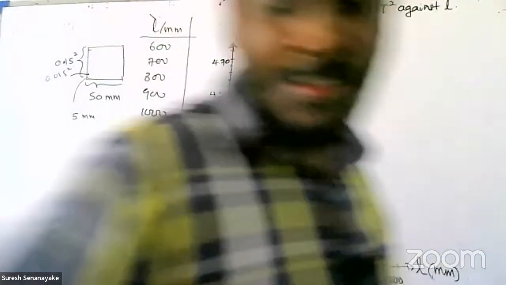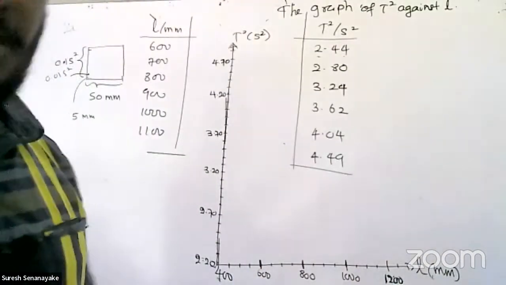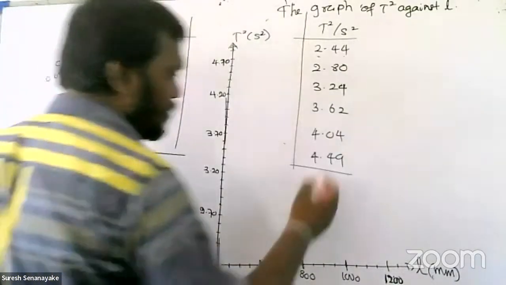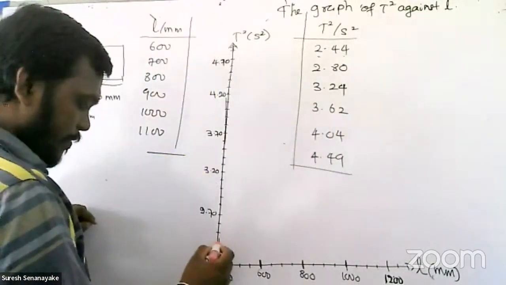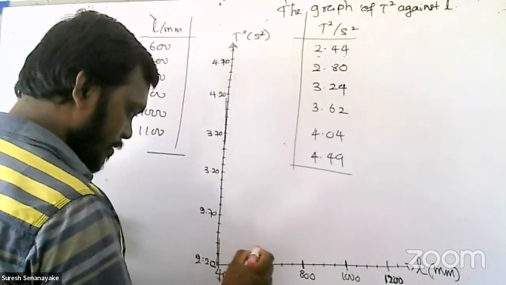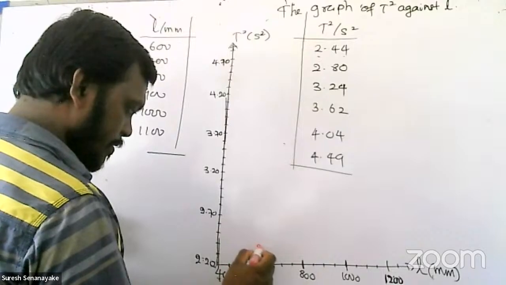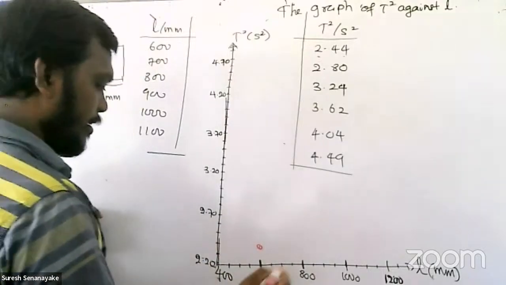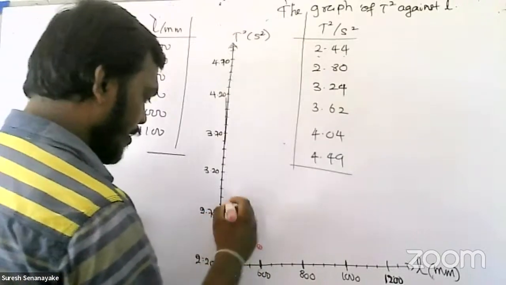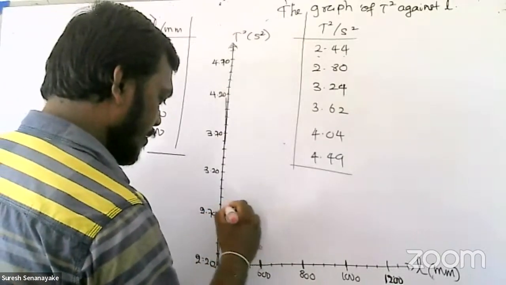Okay, I'll just mark here roughly. We can't mark exactly. The 600, it is 2.44 here, there's 2.4 here, 4.4 somewhere here, then I can draw like this, point like this, right? Then 700 is 2.8, or 2.8 mean line again.